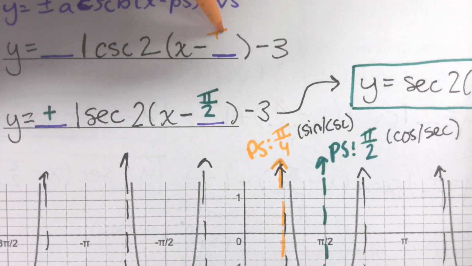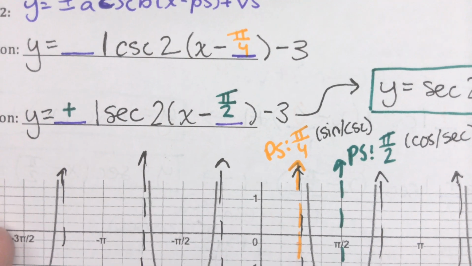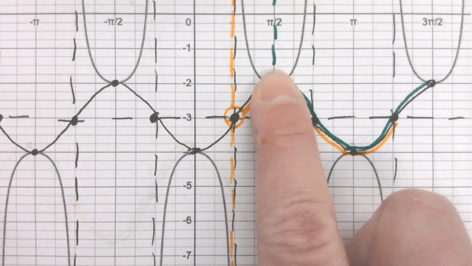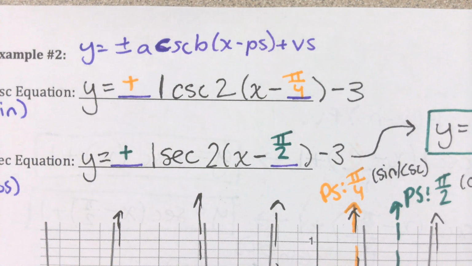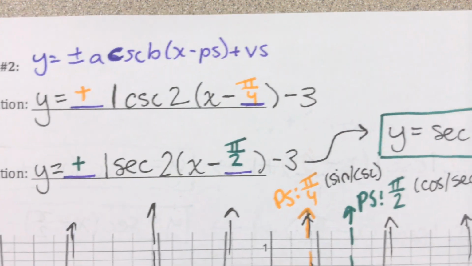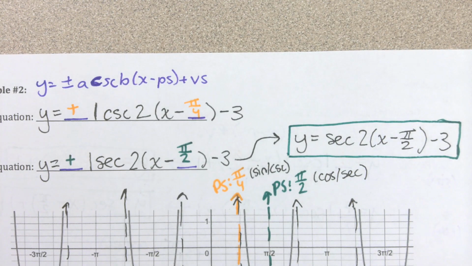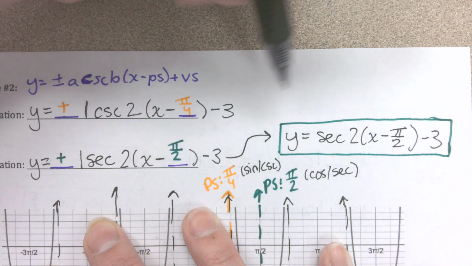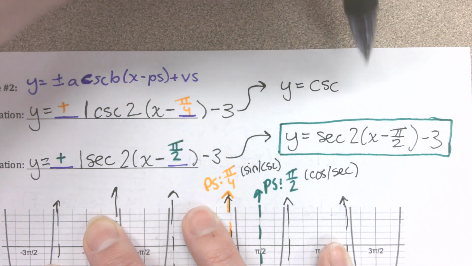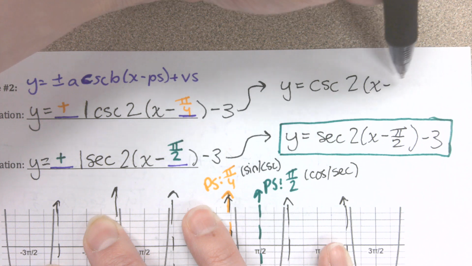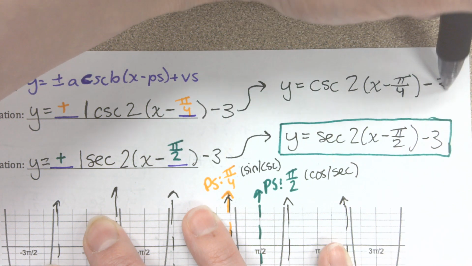We have minus pi over 4 here. And again, I chose a curve that went up after the first point. So again, I intentionally chose one that didn't have a reflection. So 1 is positive. And lastly, I will write the improved version of that equation. Y equals cosecant 2x minus pi over 4 minus 3.